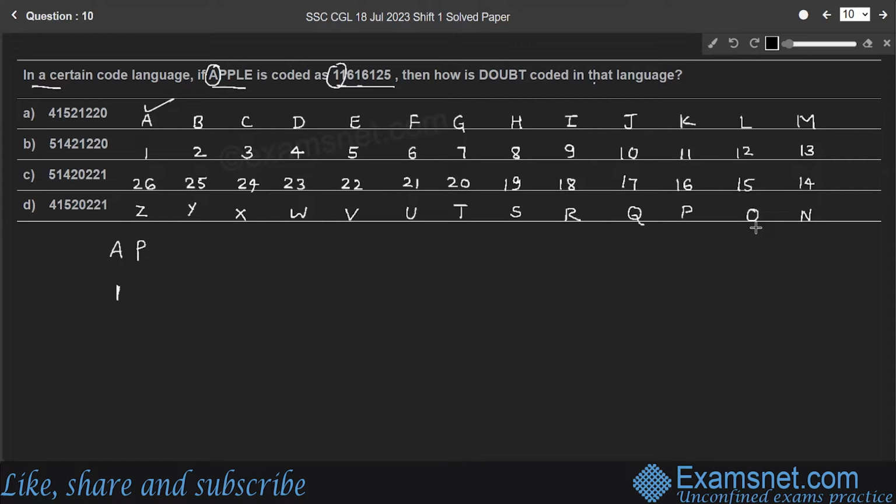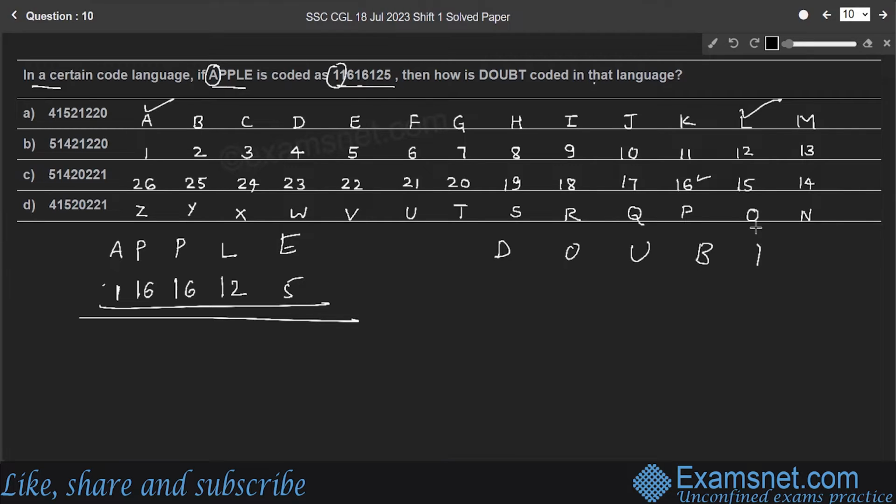Then P, the positional value of P is 16. So P is coded as 16. Again, P is coded as 16, right? And the next letter is L. Its positional value is 12. Therefore, L is coded as 12. E is coded as 5. Therefore, Apple is coded as 116.16125, right?